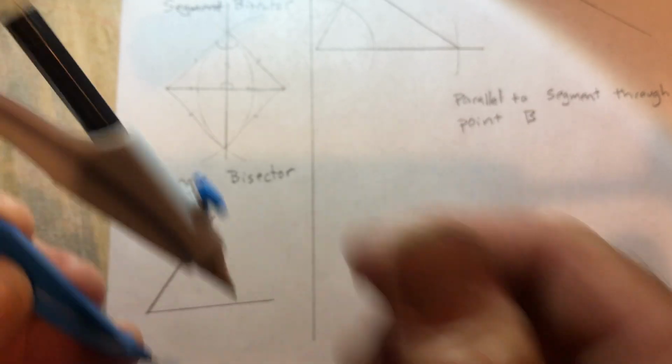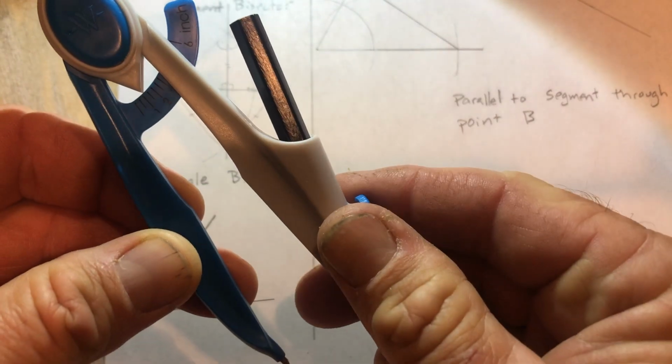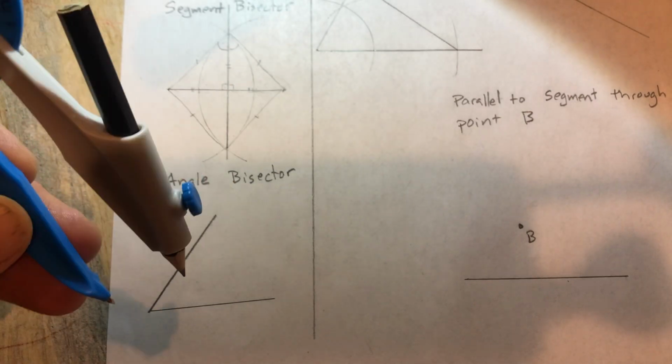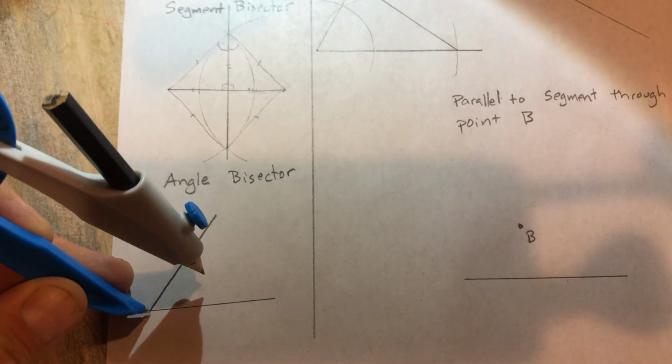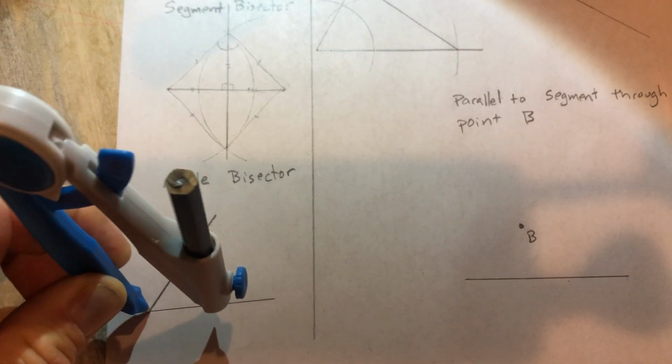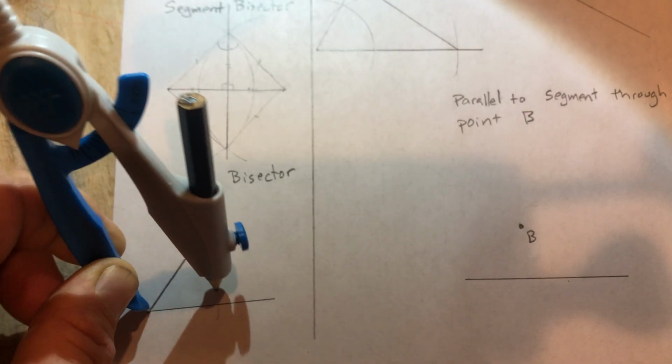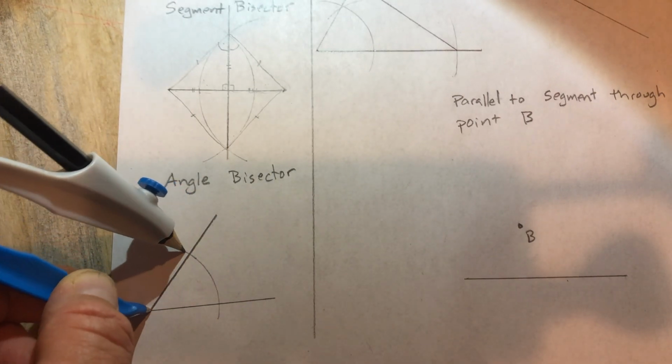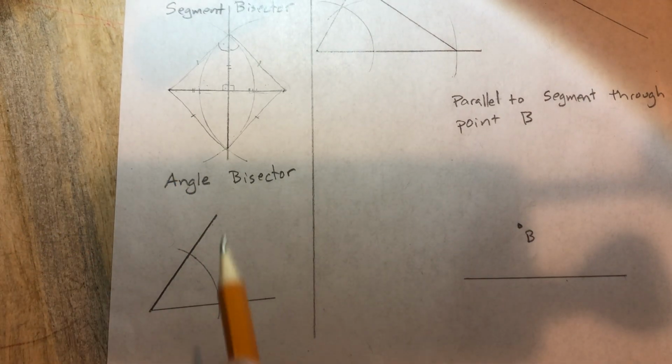So the first thing you're going to do is open up your compass to whatever radius you want. Put the stylus at the vertex of the angle and make a mark here. And so we now have congruent segments here and here.